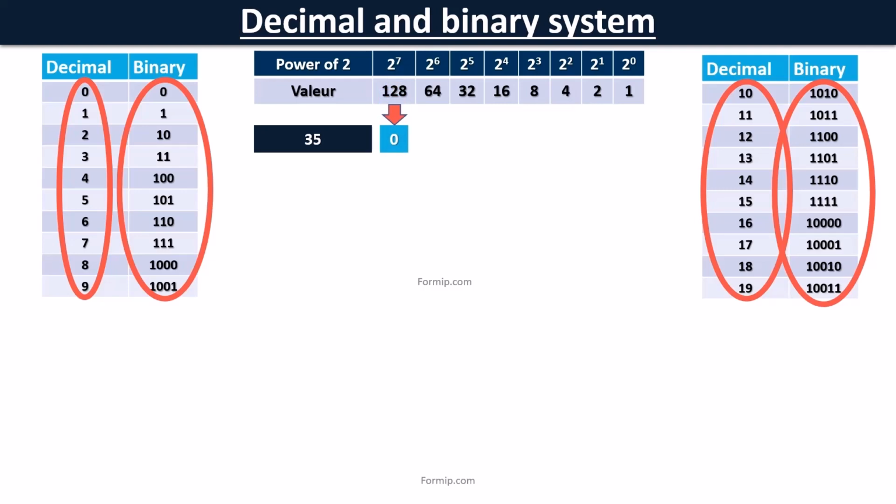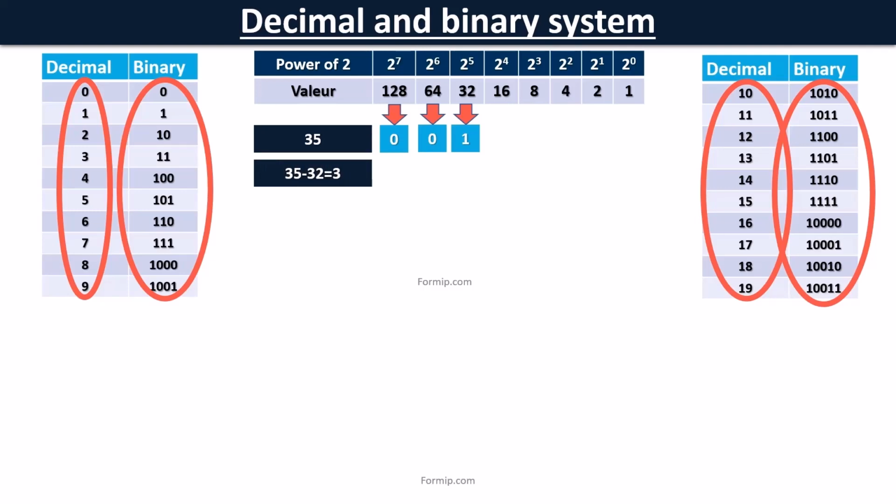128 is greater than 35, so we put a 0. 64 is also greater than 35, so it will also be a 0 below. On the other hand, 32 is less than 35. Since it is less than or equal to 35, we put a 1 below. Then we have to calculate the quantity that remains by subtracting 32 from 35.